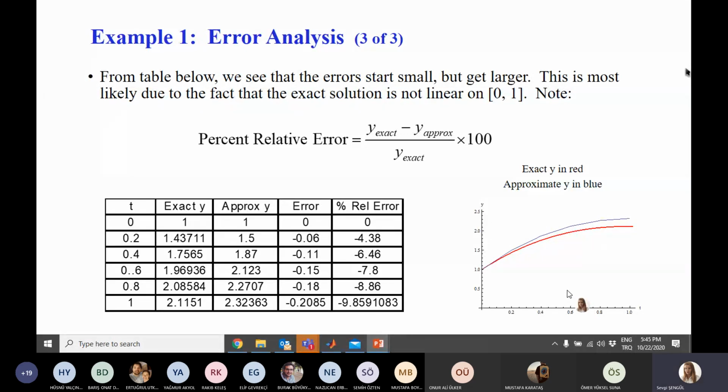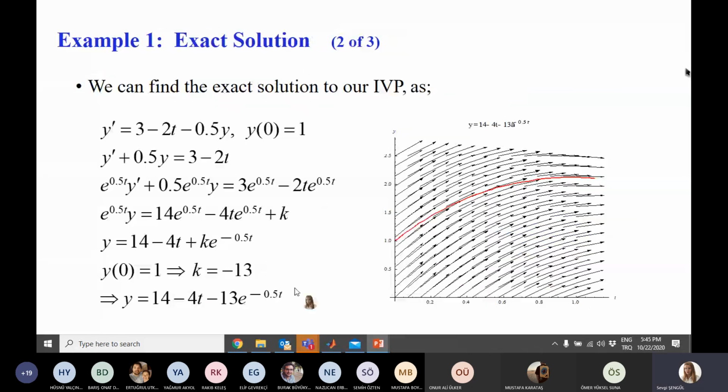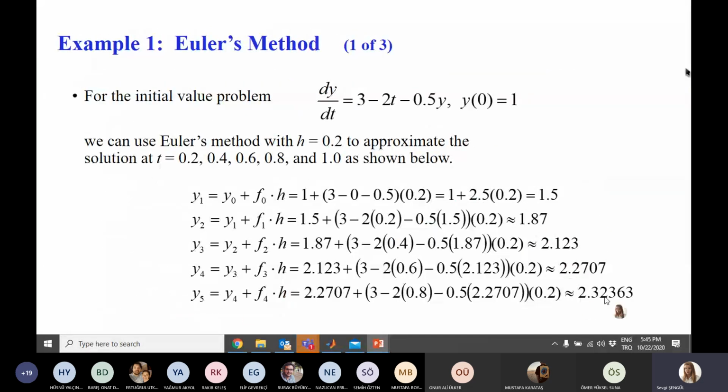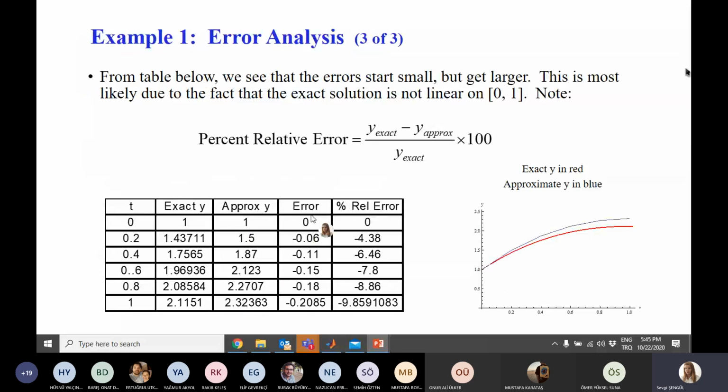Is it okay? So in this one, if you plugged in 0, 0.2, 0.4, this is what you will get from the exact solution. And this is what we get for the Euler's one. Here you go. Once we compare the errors, you can see that errors are just kind of increasing with each step size. It is said in here because our solution is not linear at 0, 1.